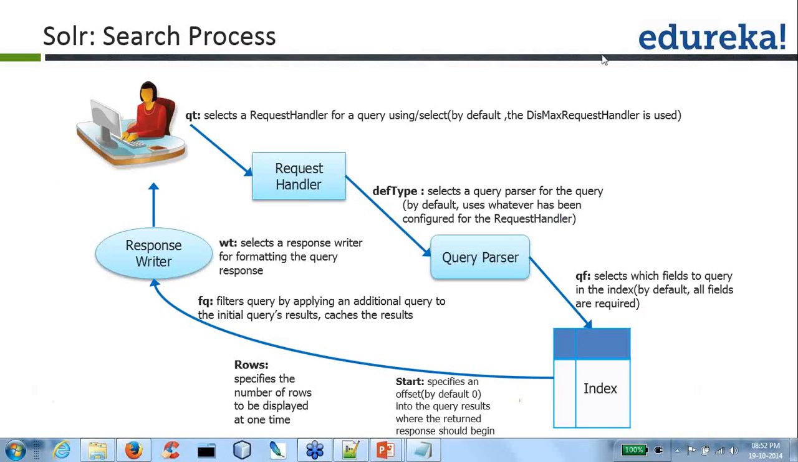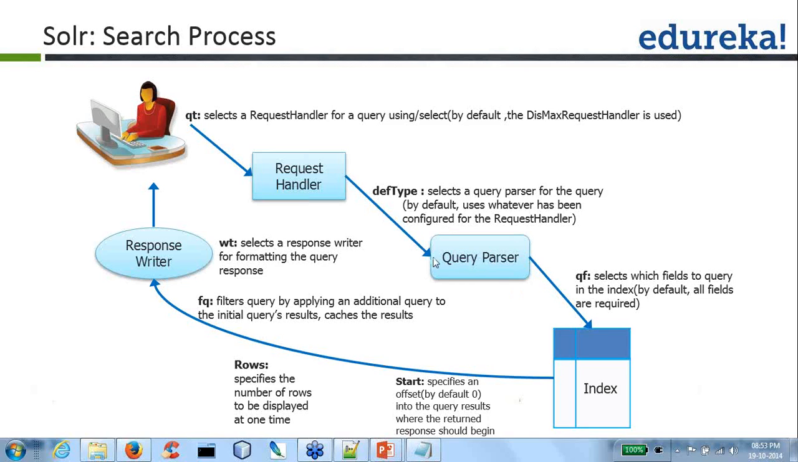Just a quick overview and recap of the Solr search process. When you send a request, it goes to a request handler. The request handler can be of any type, like select or admin or spell check, based on what you have configured. The request handler sends it to the query parser. Solr also has its own search expression language extended from Lucene. Using that, you can write expressions to query the documents.